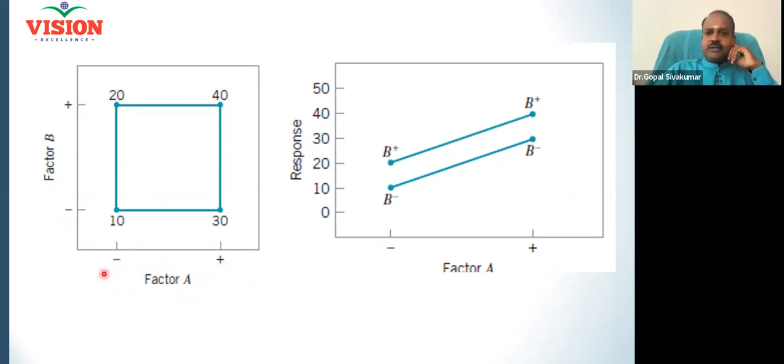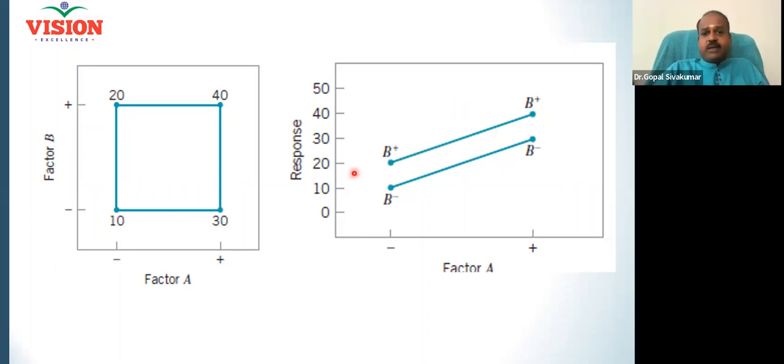When both factors are low and you did the experiment, the result is 10. When A is high, B is low, the experimental reading is 30. When factor A is high, B is also high, what is the output? 40. When A is low, B is high, the output is 20. I want to visualize the output of the 4 experiments in a graph called the interaction graph. This is called the interaction plot.